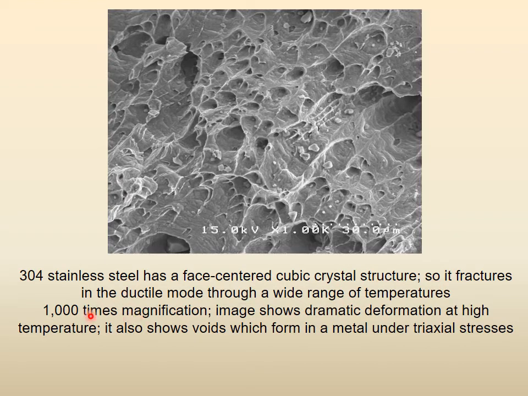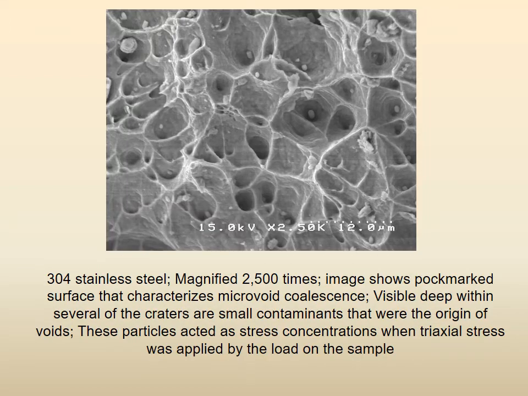At 1000 times magnification, the image shows dramatic deformation at high temperature. It also shows voids which form in a metal under triaxial stresses. The typical dimples, right? Dimples, lots and lots of dimples. And you can call it a honeycomb structure, like where honey is formed by the honeybees, honeycomb or dimples.